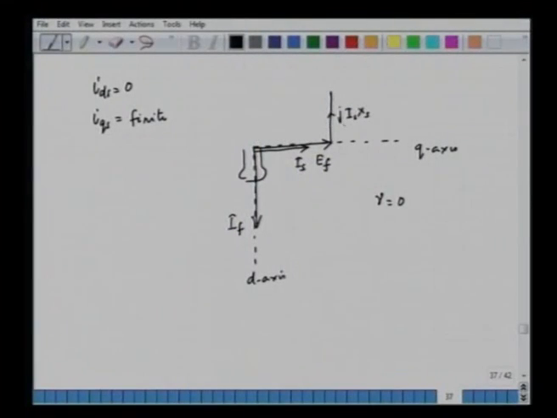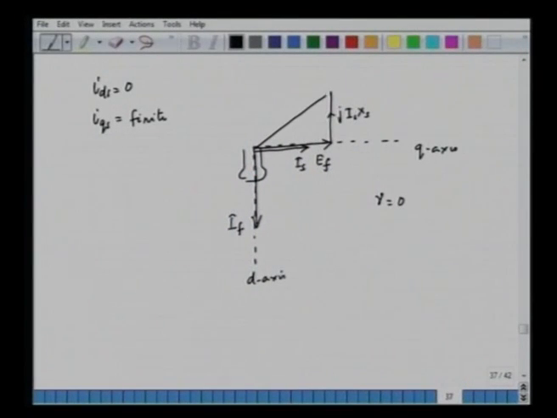So, if you ignore the resistance drop, j Is Xs, Is is along the q axis. For simplicity, we are talking about a cylindrical synchronous machine where the synchronous reactance Xs is constant here. So, this is our phasor diagram, and this is the voltage in this case. So, this voltage Vf and If, and this is our current in this case. So, this is the power factor angle, that is theta.